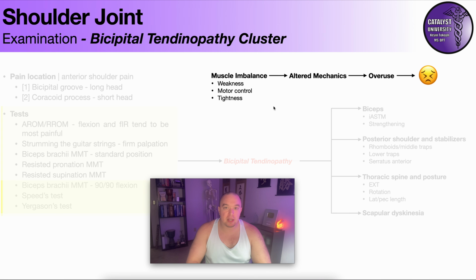Now, generally speaking, with a bicipital tendinopathy, there is some kind of muscle imbalance. Okay? Usually does not result from an injury. There's weakness, motor control issues, muscle tightness, just general imbalance, which leads to altered mechanics and potentially overuse on the bicep tendon, and that leads to the person's pain. So let's go over how you identify a bicipital tendinopathy.